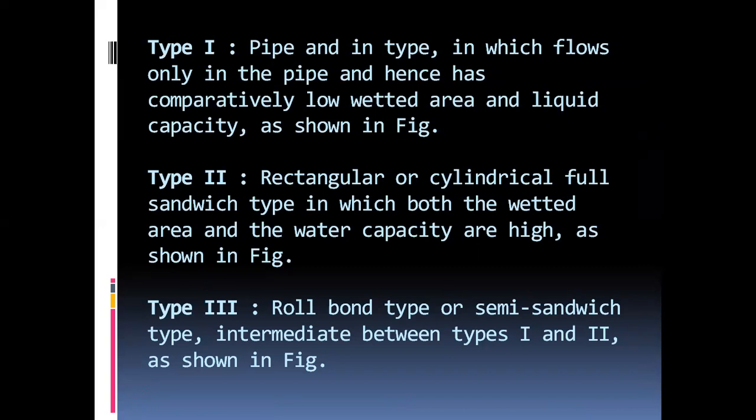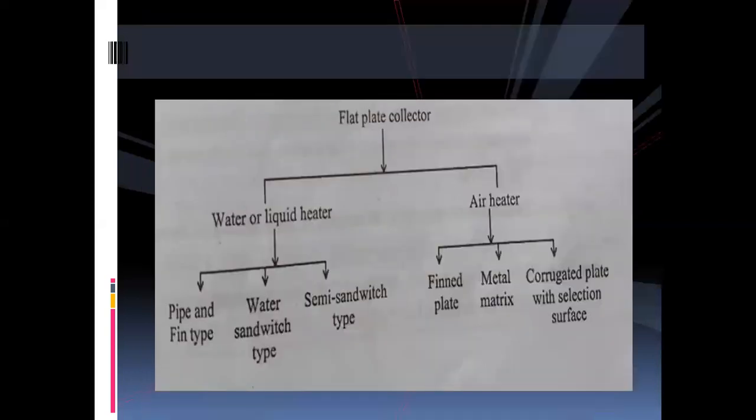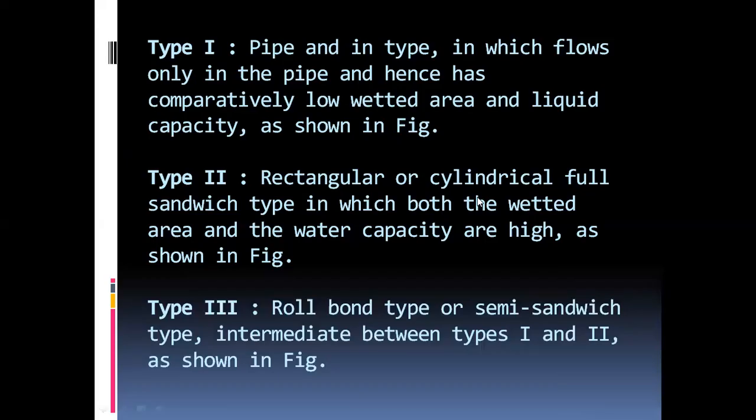Now type 2 is the rectangular or cylindrical full sandwich type, in which both the wetted area and the water capacity are high, as shown in the figure. In this rectangular or cylindrical full sandwich, as I told, there are sandwich and semi sandwich types, and the fin pipe type. So these are the explanation of that. Now type 3 is the roll bond type or semi sandwich type, intermediate between type 1 and type 2.